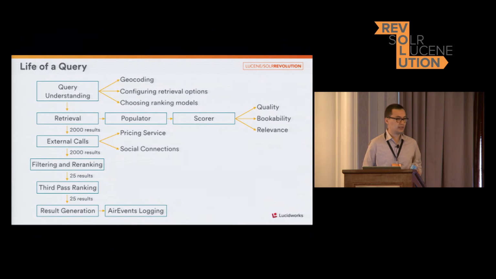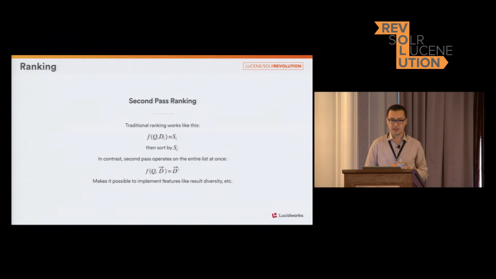Same goes for social connections, where we call an external service to basically find the intersection between the set of results and the second-degree social connections of the user, again, to perform additional filtering and personalization. There are also some ranking features that are not possible to implement in the traditional scoring framework, even if we disregard performance considerations, but that are possible on the second pass. An example of that is really anything that has to depend on the context.